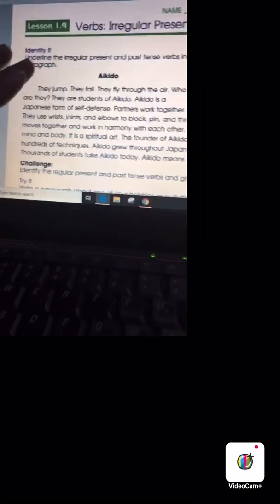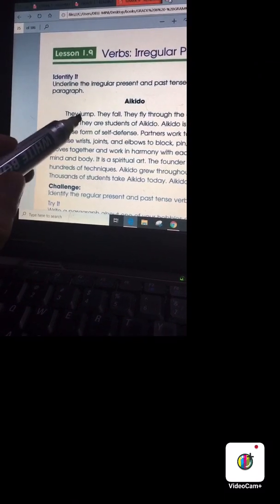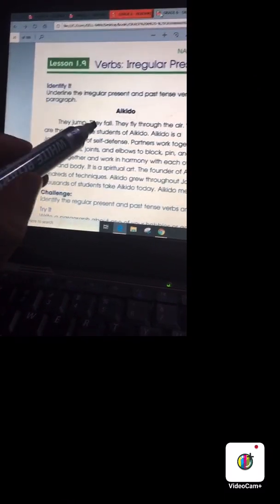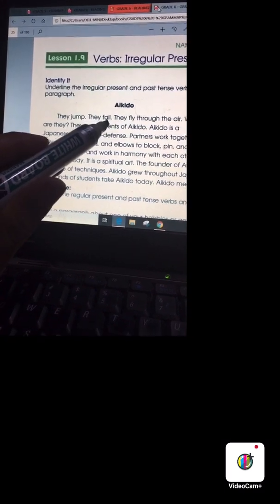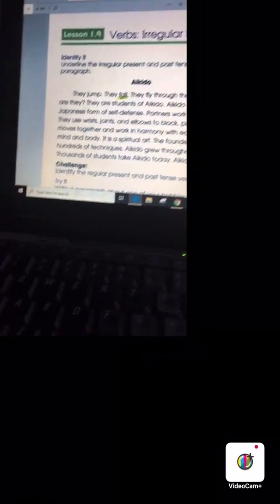Let's imagine that I copied all of this in my notebook, because you have to copy it, and then you are going to identify. For an example, jump and jumped is regular, so we're not going to underline it. But they fall, the irregular form is fell, so I'm going to underline it. But obviously this is going to be done in your notebook. If you print this page and you send me the printed page, you're going to get a 0, because we don't print anything in grammar. Nothing is printed.